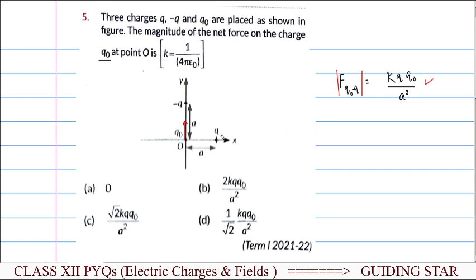Similarly, the force on q naught due to the plus q charge, magnitude wise, how much will it be? Again k q q naught divided by distance of separation square, a square. As this is a positive charge, there will be repulsion between them, so the direction of force will be away from the given charge. Clear? Now we need to find out the net force.